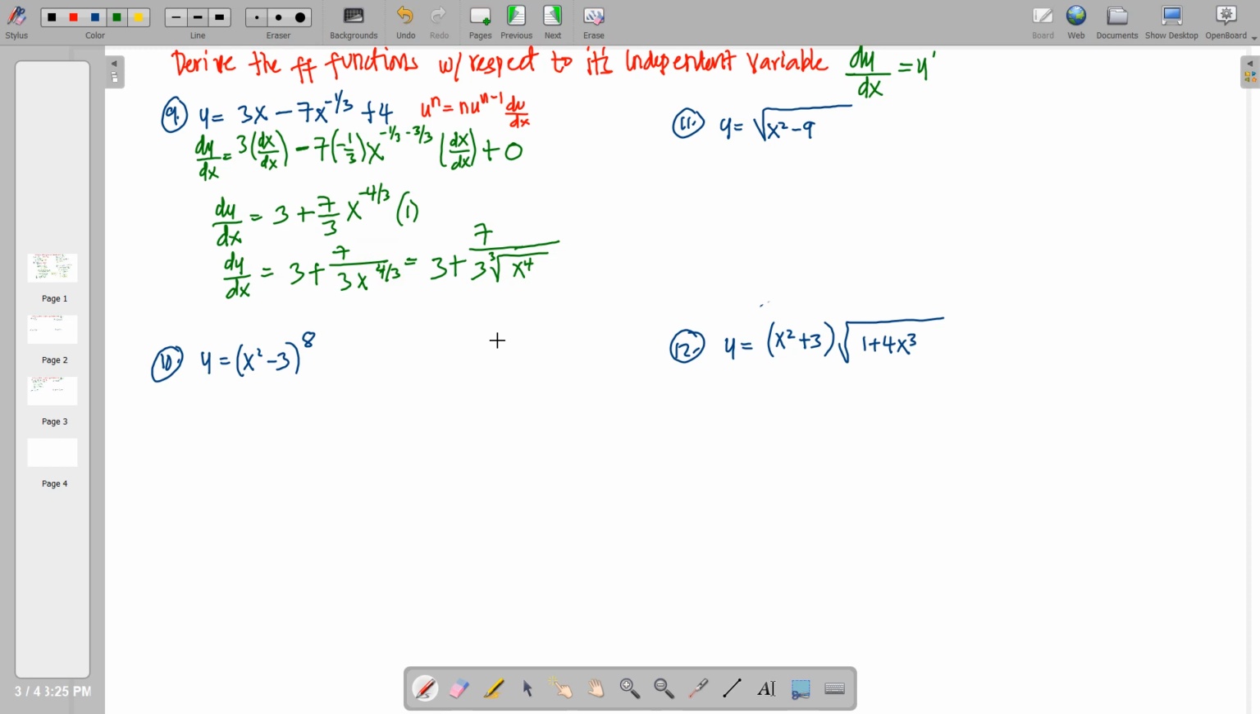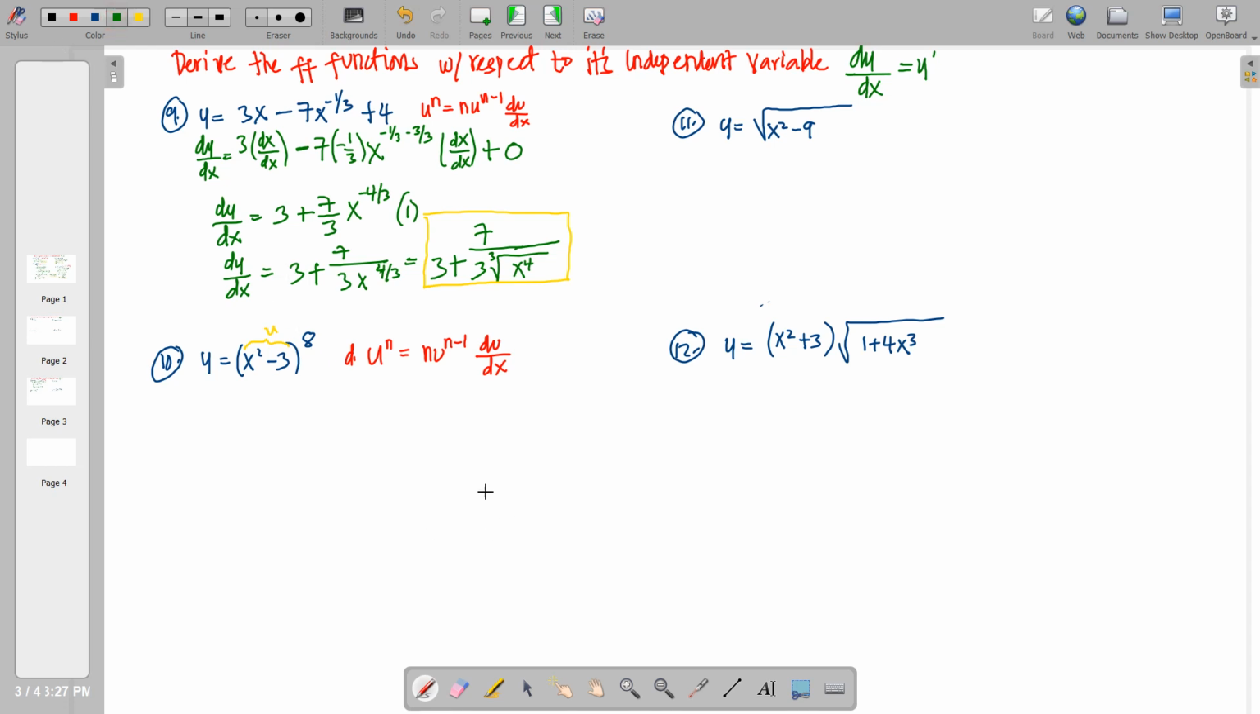Okay, so this will be the answer for number 9. So next we have another power formula. This is in the form of d of u raised to n, which is n u raised to n minus 1 times du over dx. Our u here is actually this inside term, and this will be our n.